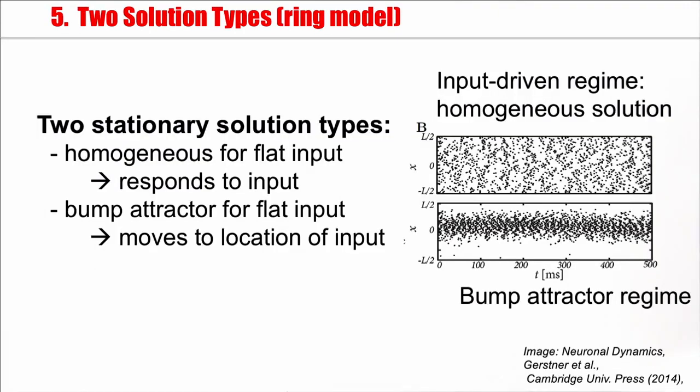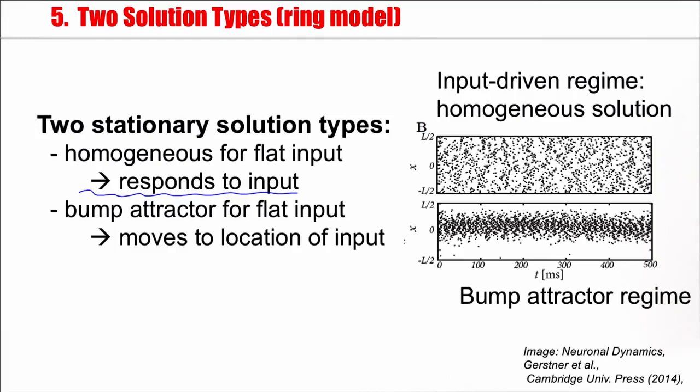So, let me sum up. The field equations have two types of stationary solution. There's a homogeneous solution, which means no spatial structure, and this occurs in the absence of input or for flat input, when the input has no spatial structure. And then if the input develops a spatial structure, then the homogeneous solution becomes inhomogeneous and it responds to the input. And we have seen one of the features is a contrast enhancement.